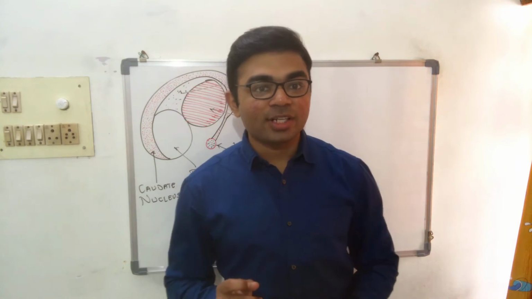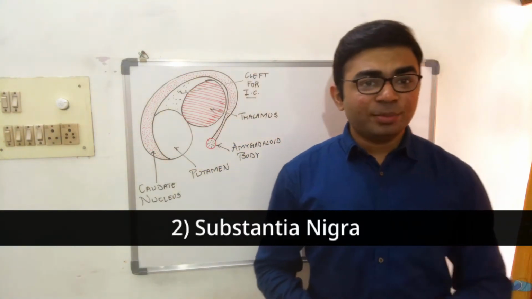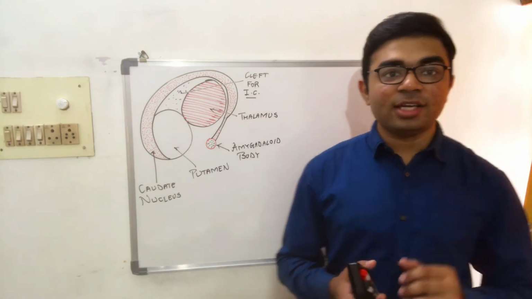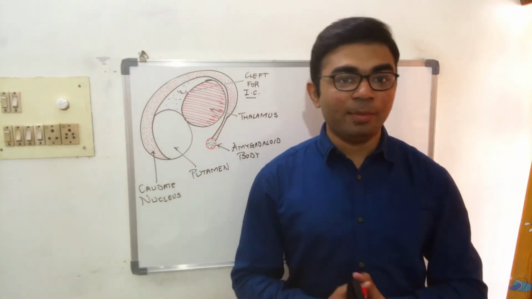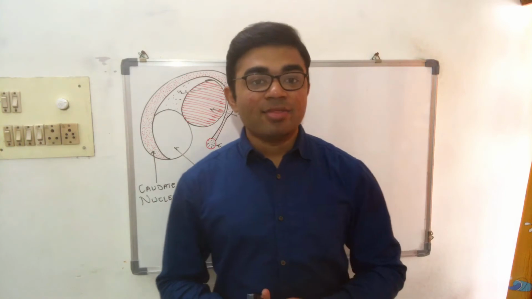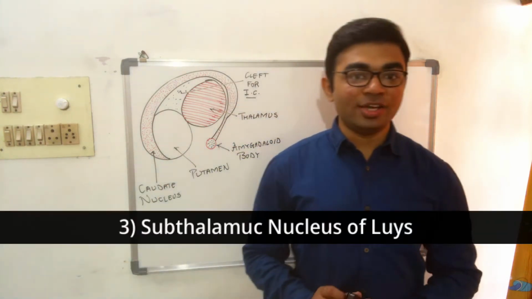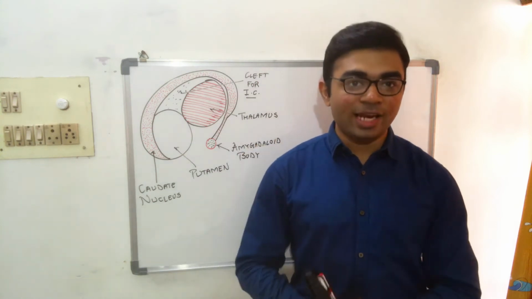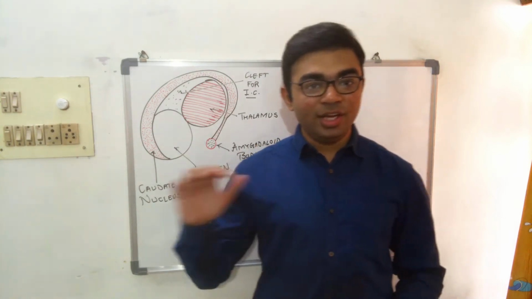The second component is the substantia nigra. If we try to understand this word, substantia nigra means it is a mass of grey matter. And the third one is the subthalamic nucleus of Leys. As the name suggests, it lies below the thalamus. So these are the three components.